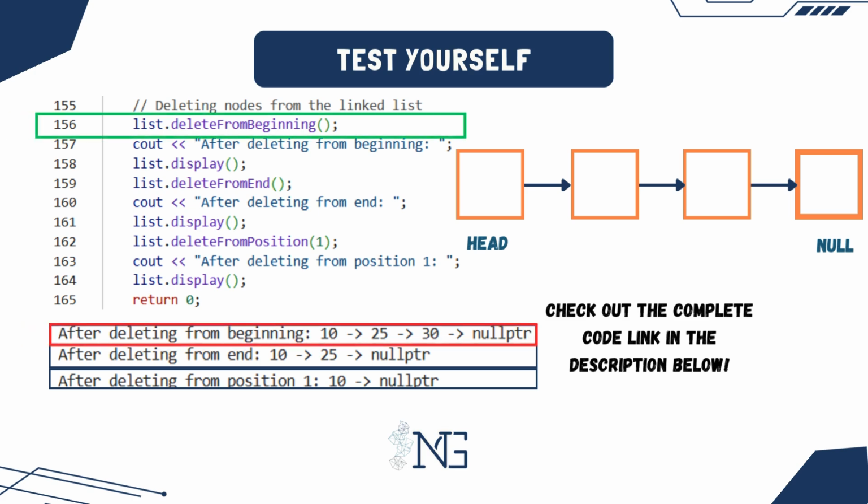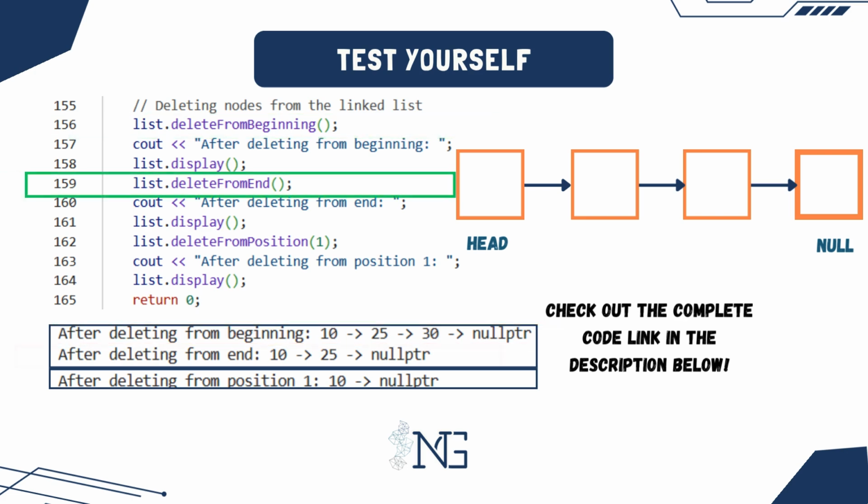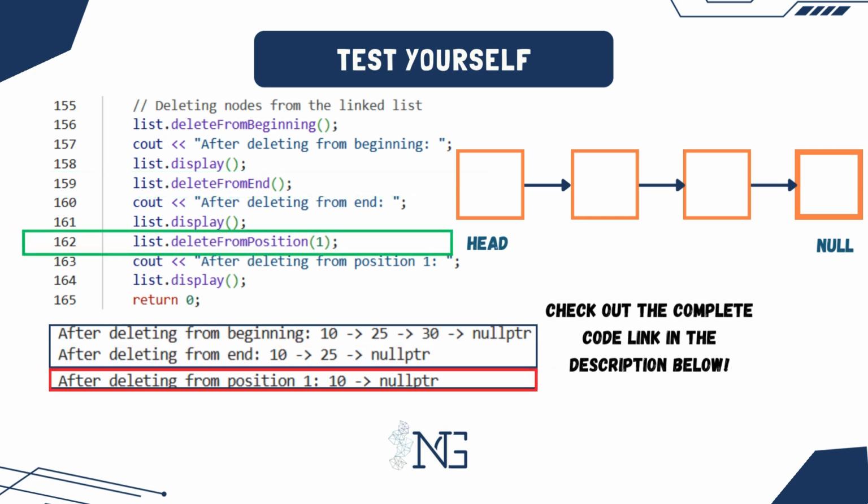We call delete from beginning. This removes the very first node of the list, which is 20. After deletion, the list becomes 10, 25, 30. Next, we call delete from end to remove the last node of the list. So the list goes from 10, 25, 30 to 10 and 25. And now we delete the node at position 1. That means the second node in the list. So now the list is 10.